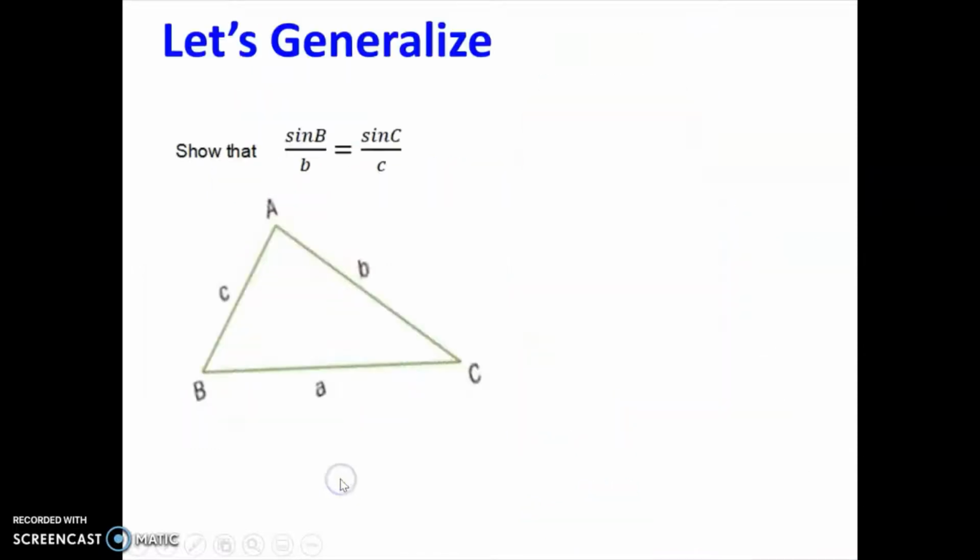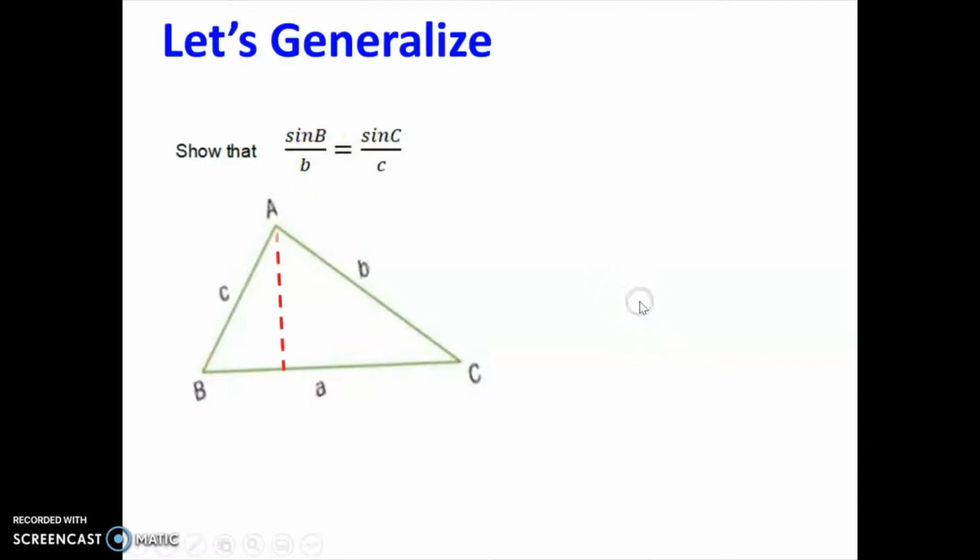Okay, so let's take some notes. Here is how we're going to generalize that. So we have sine B over b equals sine C over c. This is part of the sine rule. But first, before revealing the whole sine rule, I've revealed part of it here, we are going to see if we can show that in this triangle. So draw this triangle in your notebook, and let's see if we can show this is true.